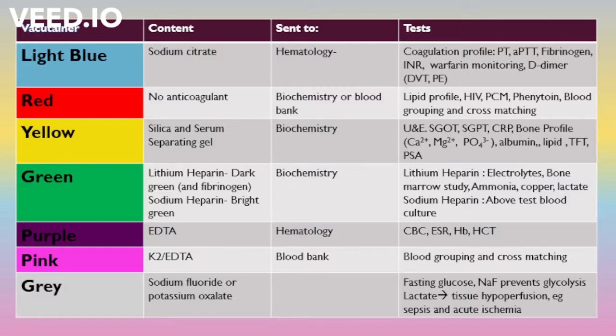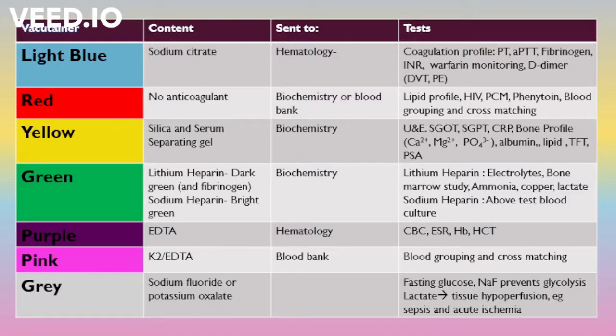Besides that, the second commonest is the golden yellow, that contains silica and serum separating gel. It is used in biochemistry mostly for UNE, and also some of the liver tests such as SGOT, SGPT, CRP, bone profile, in that you would check for calcium, magnesium and phosphate, albumin, lipid, TFT, PSA.